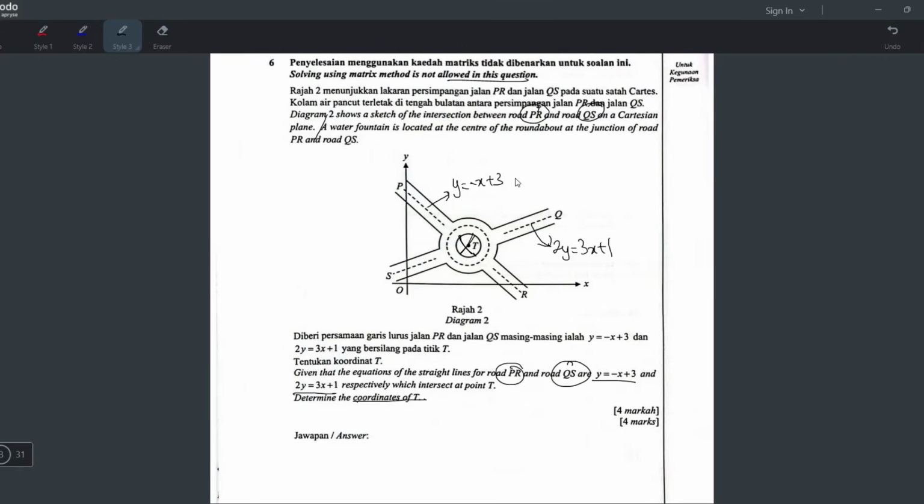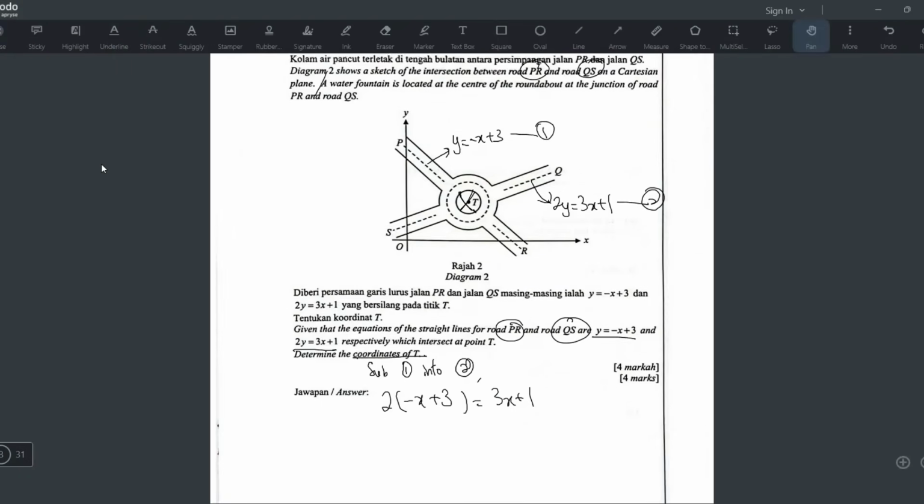Kalau saya buat penggantian. Kenapa saya buat penggantian? Sebab this one, dia punya y sudah single. So I can just straight away ganti yang y ni dalam y sini, right? So I will call this equation 1, I'll call this equation 2, and then I'll write sub 1 into, means substitute 1 into, ganti satu dalam 2. So when you sub 1 into 2, your equation 2 becomes 2 bracket equals 3x plus 1, and then for the y you can do negative x plus 3.